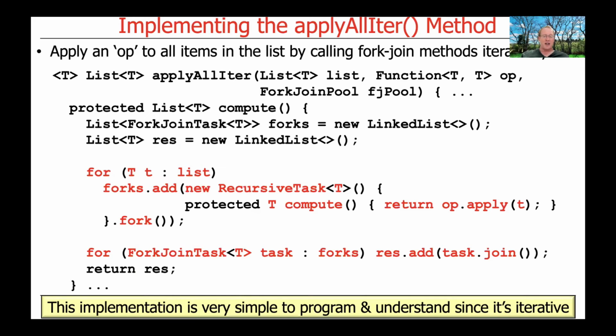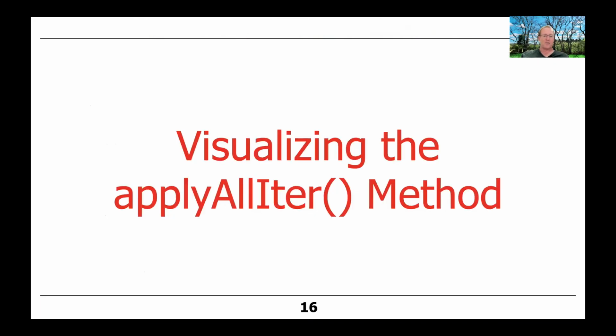This implementation is very simple to program once you understand the idioms it's using. And it's relatively easy to understand because it's iterative. We're just walking through, forking as we go. Those things are going to run in parallel in an embarrassingly parallel manner. And then we have this second loop that just waits for all the results by using join and adds them to the list of results.